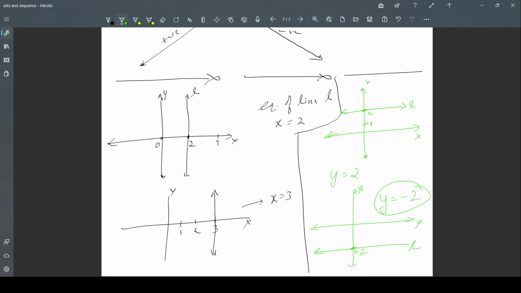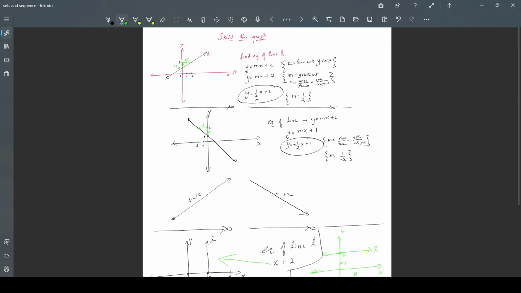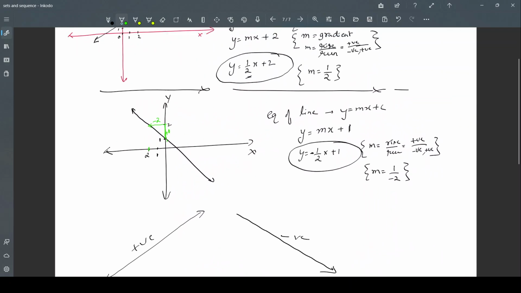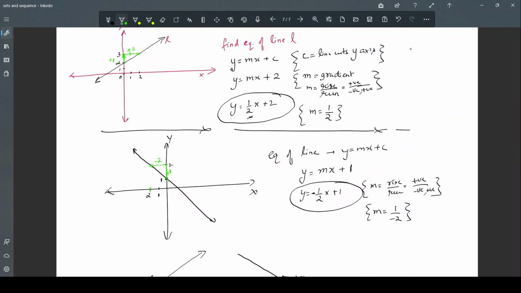Okay, keep it in mind, if the lines are parallel to x-axis and y-axis, there will be no c. C will not be there because definitely it is not going to cross the y-axis. So the equation of line for this one is y equals 2, for this one is y equals minus 2, and this is x equals 2, and this is x equals 3. These things you have to keep in mind to solve any kind of line equation. Okay, let's do some questions based on this one.